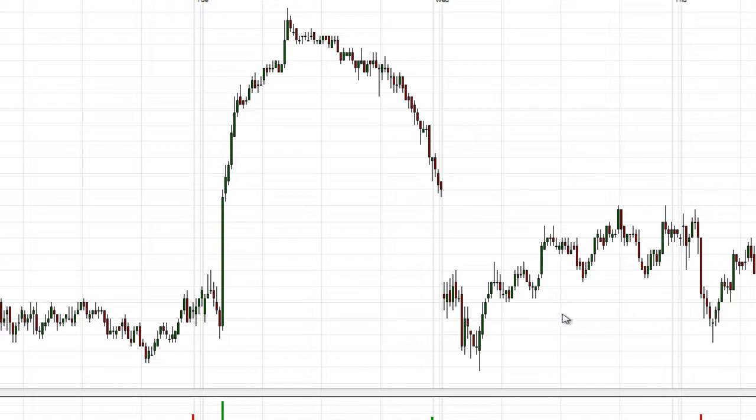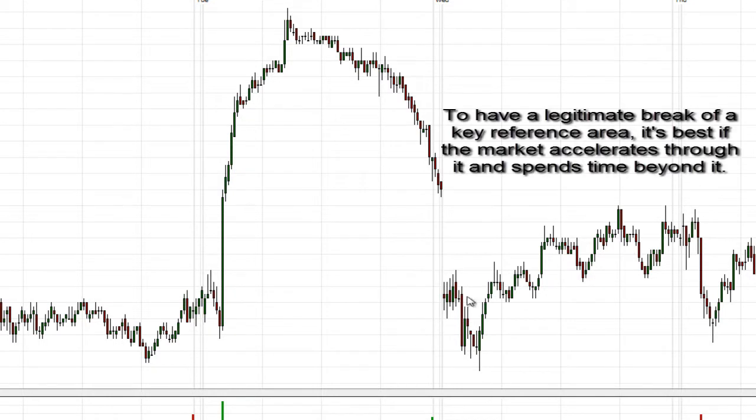Okay, so again, the key point here is anytime you break a key reference area, it doesn't matter if it's to the downside or to the upside, for it to be really something legitimate and something that tells you major moves are coming the other way, price has to really accelerate through that and then spend time beyond that. If it just does this sideways stuff, it's just telling you there's no directional conviction either way.